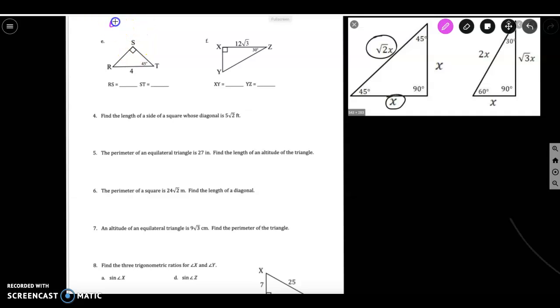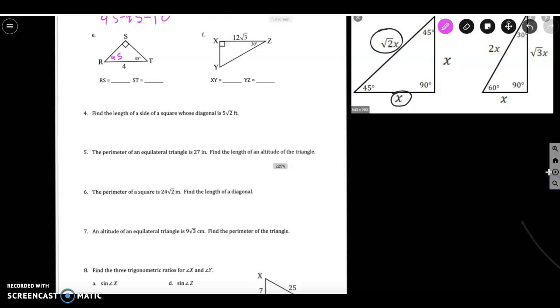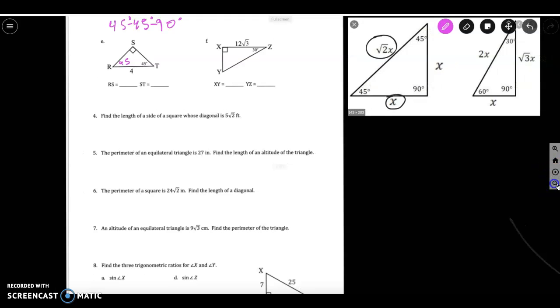So here we have a 45, 45, 90 triangle. If we look at our triangle, they give us the hypotenuse, which is equal to the square root of 2 x, equal to 4. And we want to find x so we can get those other sides. So we're just going to divide by square root of 2 on both sides.